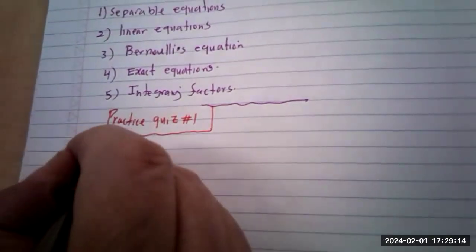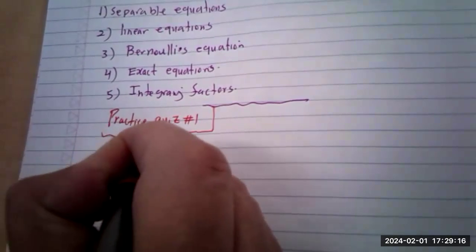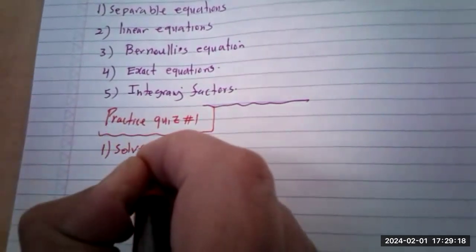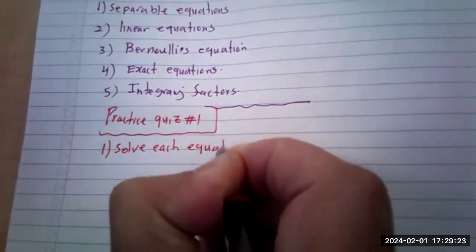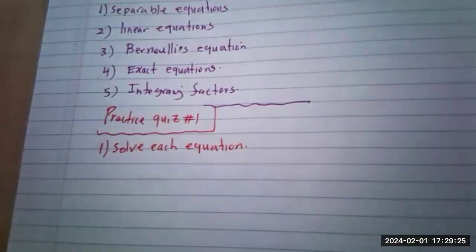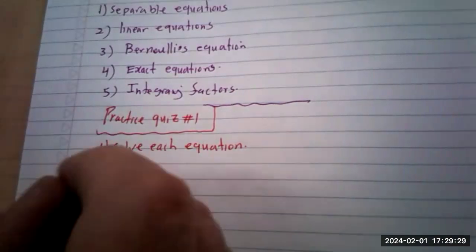Okay, now the first group are separable ones. Question number 1, you've been asked to solve each equation. I'm not going to say that it's separable, but it's clear that it's going to be separable. They are very straightforward problems.